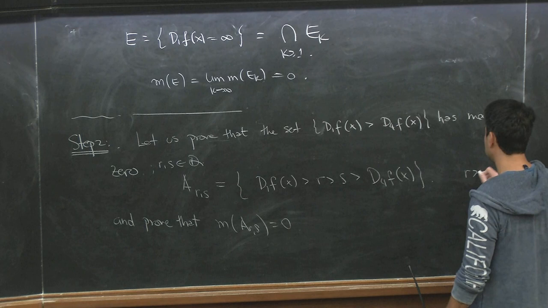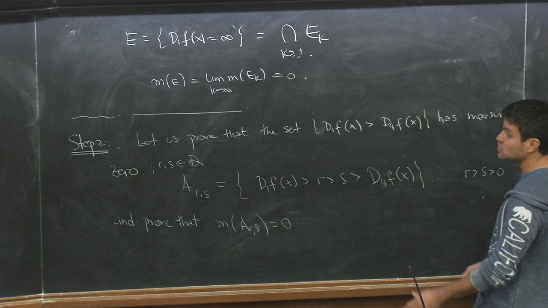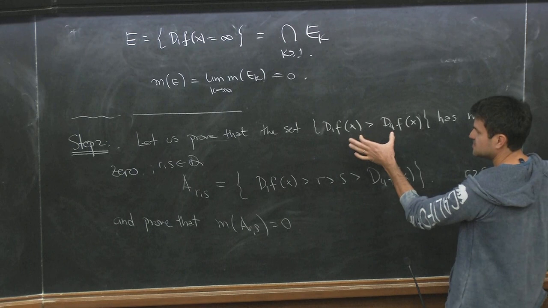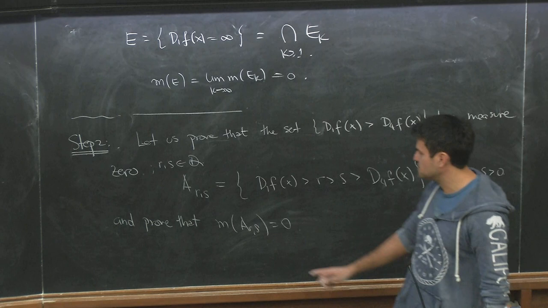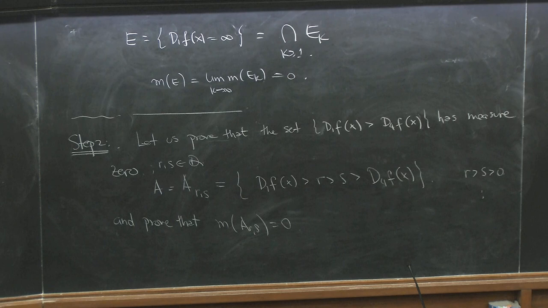If I can prove that a set of this form has measure 0, then when I take the union of all of these over all R and S rational numbers, the union is the set where D1 is bigger than D4. The unions of sets of measure 0 will have measure 0. So let me fix a set of this form, A, and let me prove that this has measure 0.